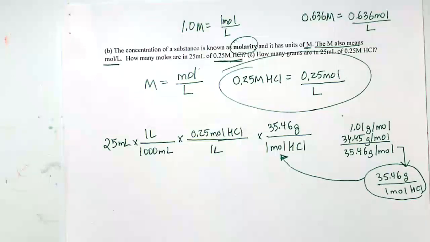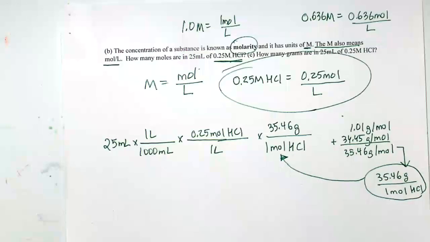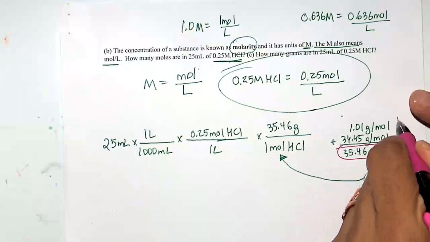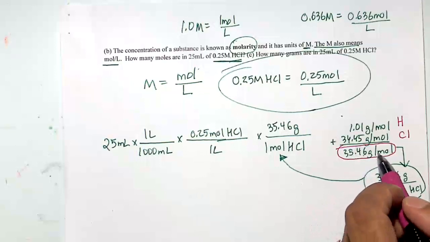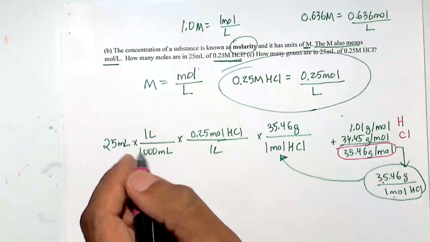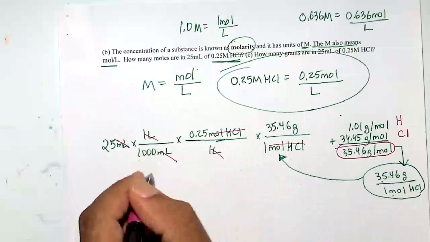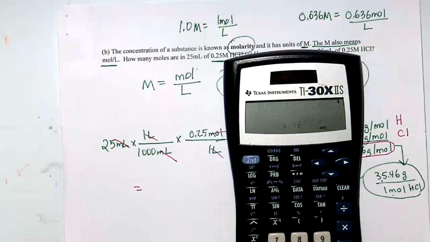We just add those numbers up. Okay? This is the molecular weight for hydrogen. This is it for chlorine, so 35.46 grams of HCl per 1 mole. We put that here. So the mLs cancel, the liters cancel, the moles cancel. And what do we get?